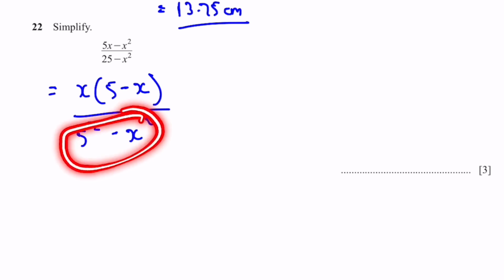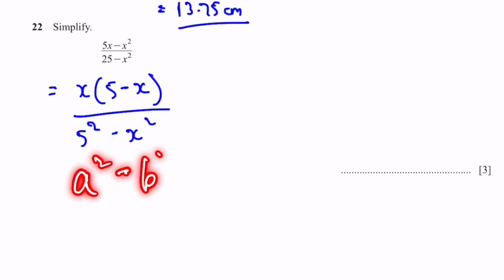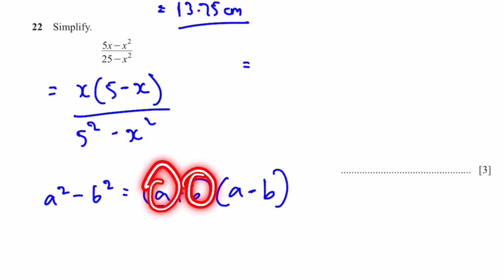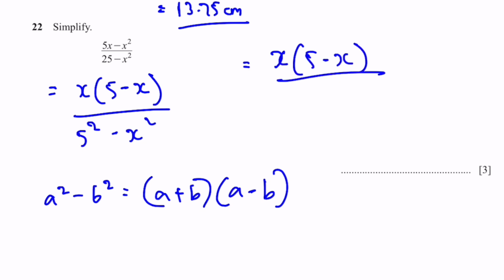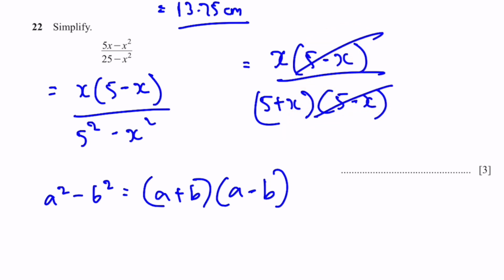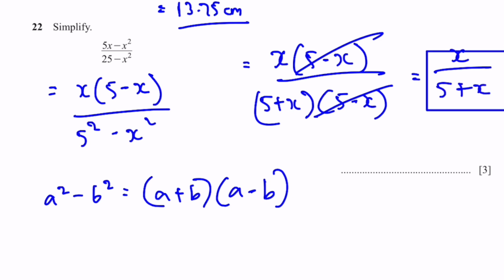Now this form is also a squared minus b squared. We know that a squared minus b squared is equal to (a plus b) into (a minus b). So 5 squared minus x squared is equal to (5 plus x) into (5 minus x). We can write it like this: x into (5 minus x) by (5 plus x) into (5 minus x). Now there's two (5 minus x)'s, one on the numerator, one on the denominator. We can cancel them out to get the fraction x by (5 plus x). That's the answer.